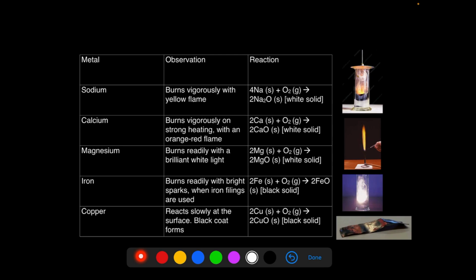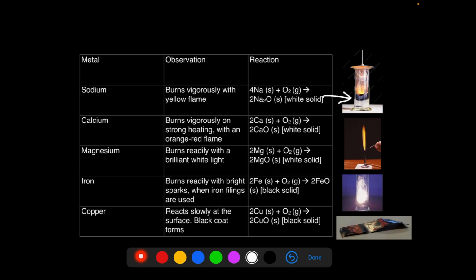Moving on to reactions of metal with oxygen. So here is sodium. It burns vigorously with a yellow flame. And here you can see the reaction, which is 4Na plus O2 gives 2Na2O, which is a white solid. And here you can see the yellow flame.